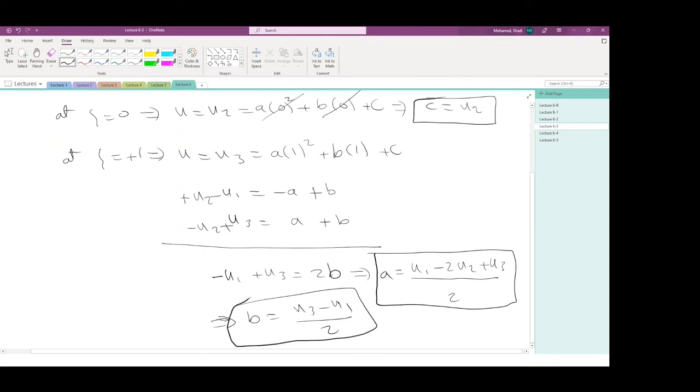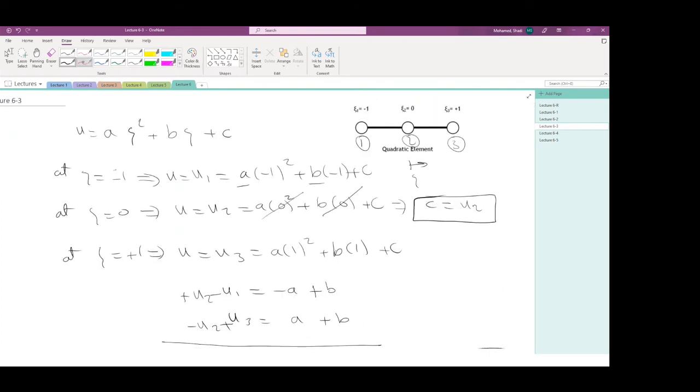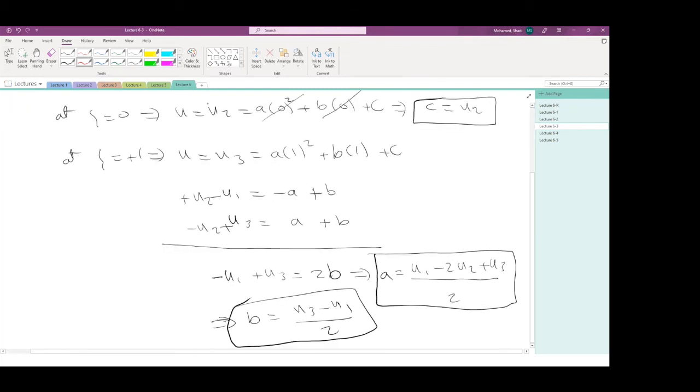And I have A, B, and C. So I have the three quantities I need into this equation. This is A, B, and C. I'm just going to replace them below.